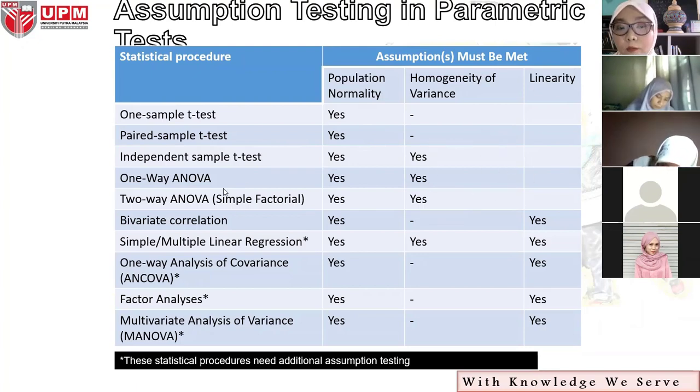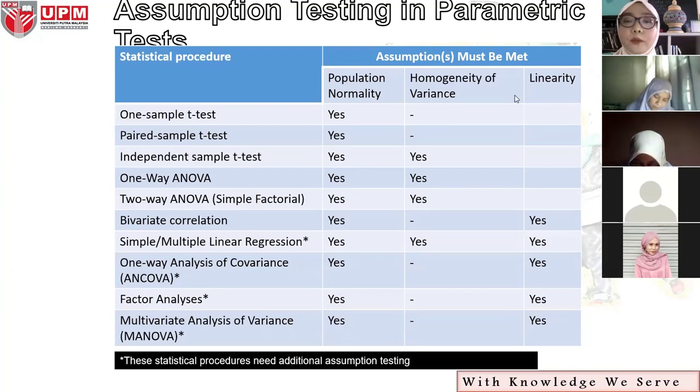Okay, next one is ANOVA, one-way ANOVA. Okay, you need to get the normality. You need to test for the normality and homogeneity of variance. Two-way ANOVA or simple factorial ANOVA. Okay, or factorial ANOVA. Okay, you need to test for the normality and homogeneity of variance.